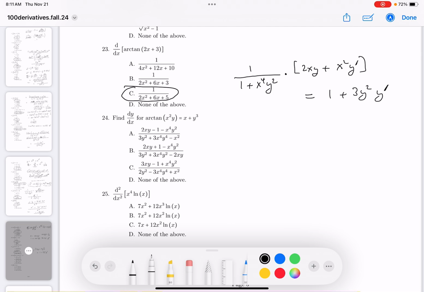Let's make sure I did that right. And I'm looking at it. Yeah, it looks pretty good. I don't see the answer there. So I'm going to write it down a little differently. 2xy plus x squared y prime.